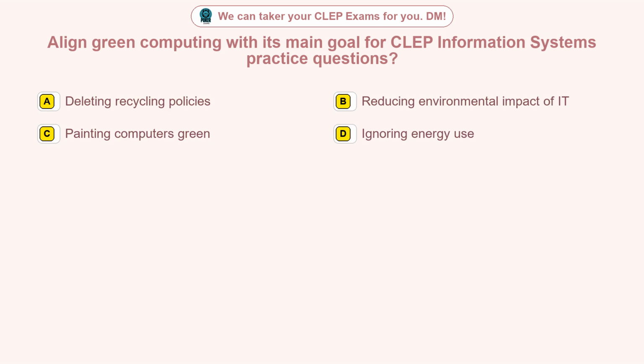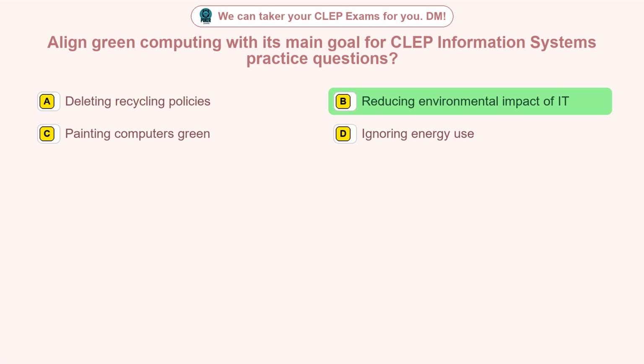Question 95. Align green computing with its main goal for CLEP Information Systems practice questions. Option A. Deleting recycling policies. Option B. Reducing environmental impact of IT. Option C. Painting computers green. Option D. Ignoring energy use.